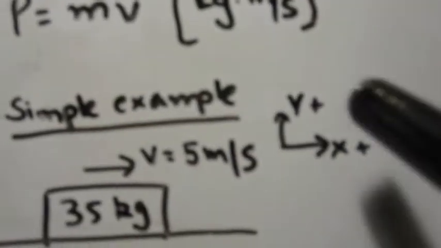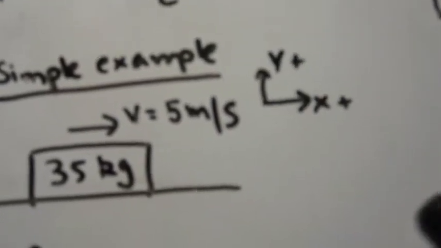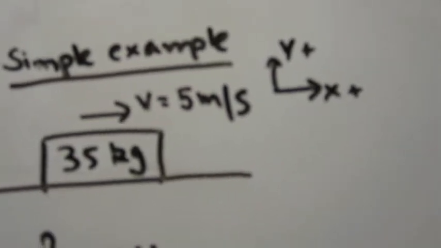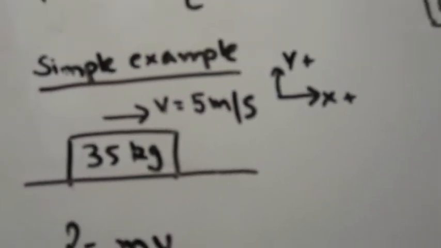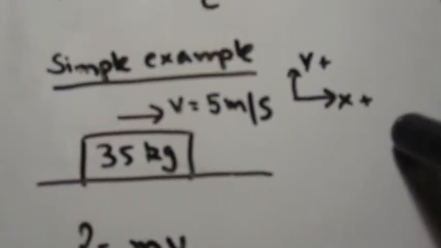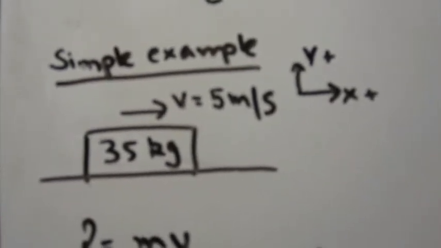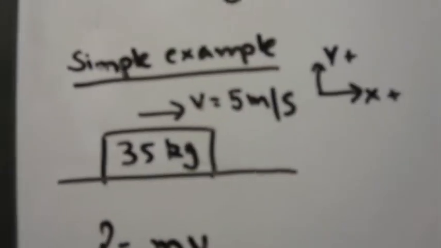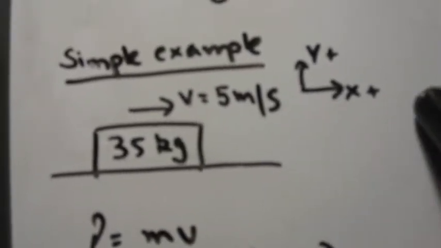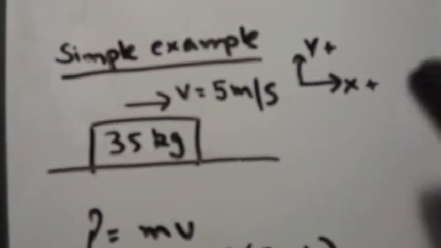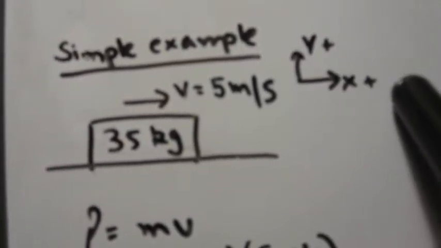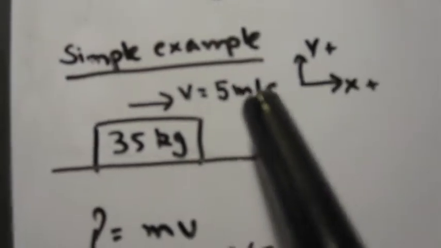Now, just to clarify something, this is called a unit vector, meaning it defines how you choose your coordinate system. You can choose negative y and negative x, but it's more universal to choose the up direction as positive y and the right direction, or the direction in which you are moving, as positive x. So this is positive x velocity. If I had chosen this to be negative, then it would have been negative 5 meters per second. Anyhow, momentum is a vector quantity.